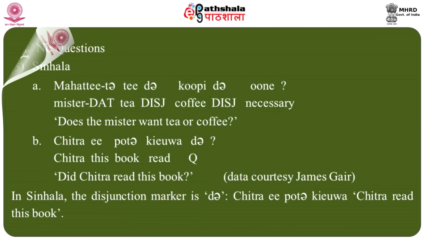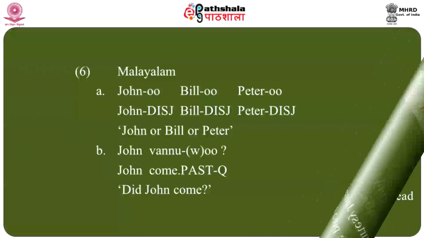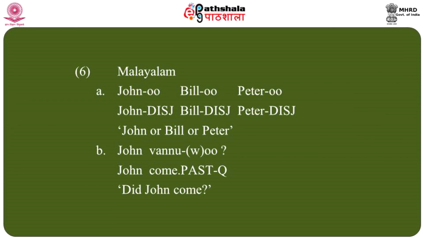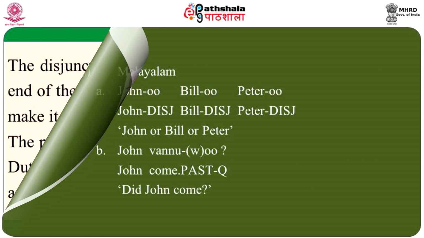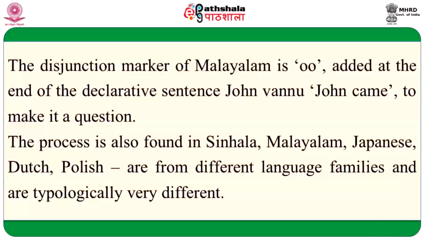The same way of making a question is employed in Malayalam too. Let's take a look at the data on Malayalam. For the sentences John or Bill or Peter. And did John come? Now the disjunction marker of Malayalam is O. The same O is added at the end of the declarative sentence John vannu, John came, to make it a question.